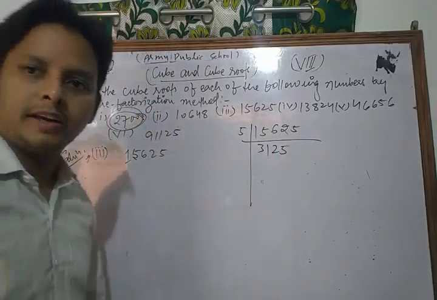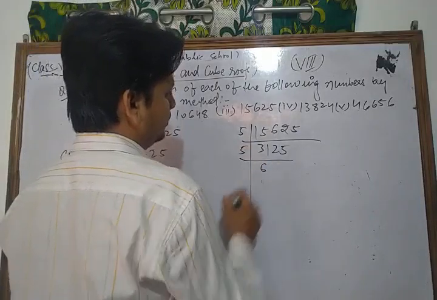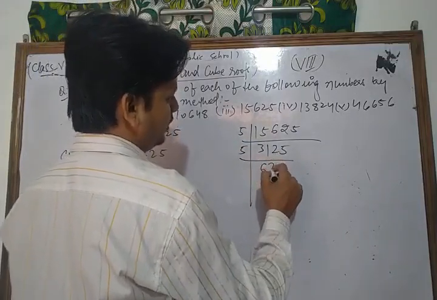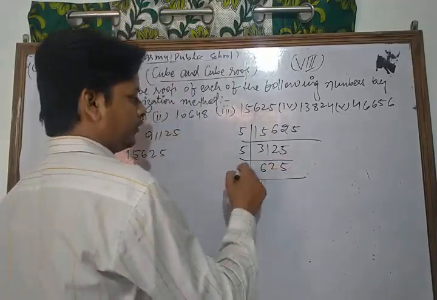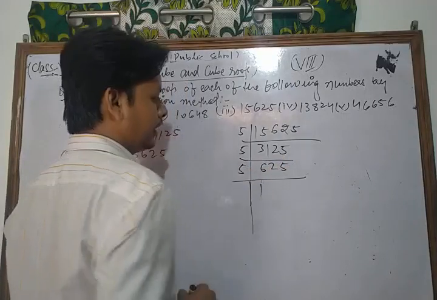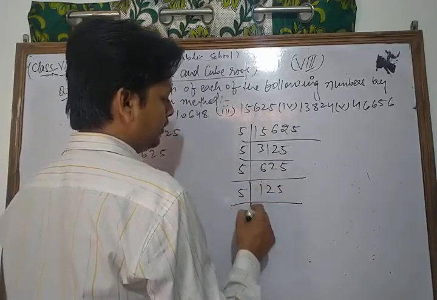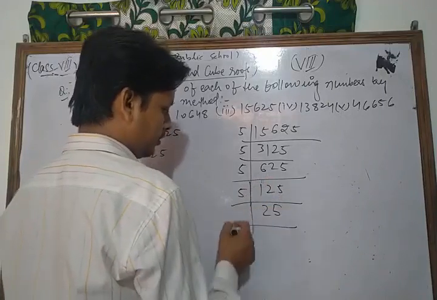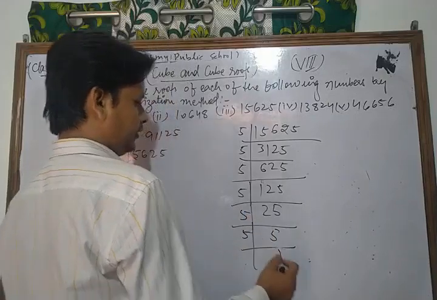Now again by 5. 5 6s are 30, carry 1, 12, 5 2s are 10, carry 2, 5 5s are 25. Now again by 5, 5 1s are 5, 5 2s are 10, 5 5s are 25. Now again by 5, 5 2s are 10, 5 5s are 25. Now again by 5, 5 5s are 25, now again by 5, 5 1s are 5.